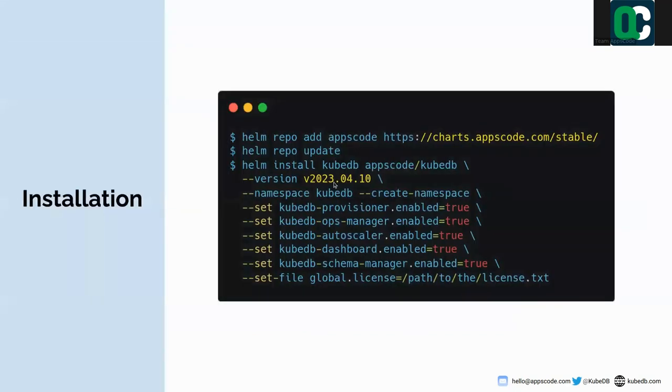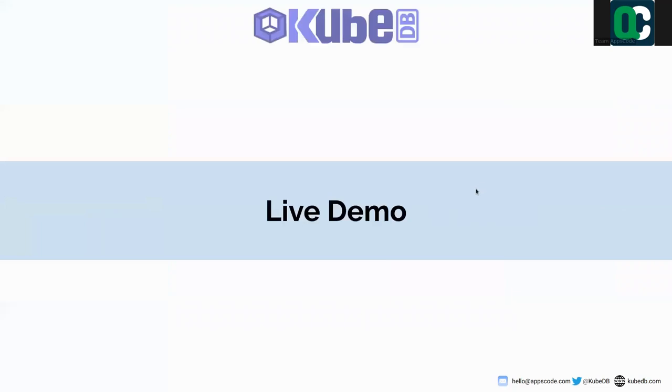So if you want to try this new MongoDB version 6, you have to install our latest KubeDB release, the April 10 release. You can use these commands to install the new KubeDB version. So now let's jump into the demo.